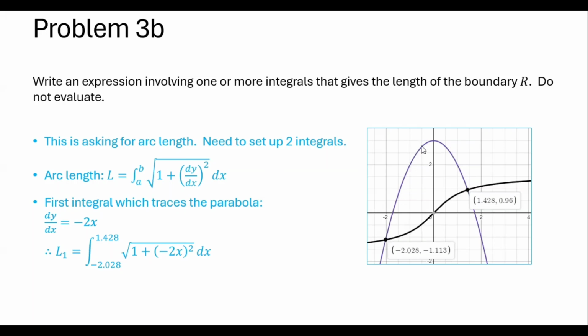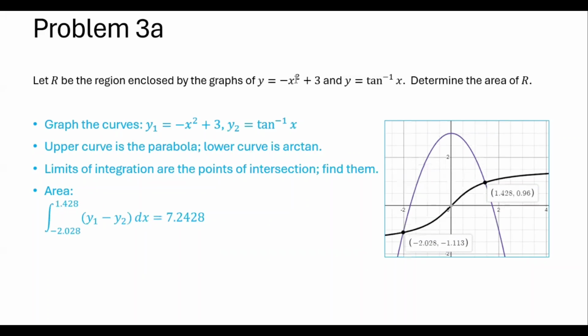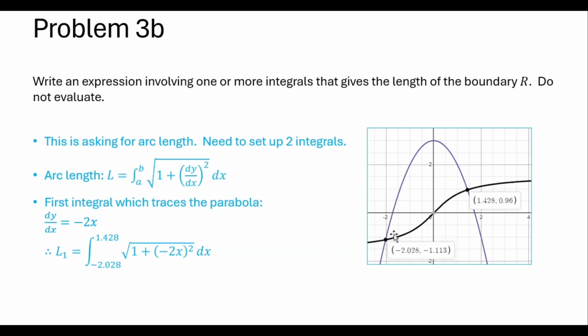So to get the length of this parabola, since this is asking us to set up the integrals, not evaluate, we got to find the derivative by hand, which is simple enough, because it is what? Minus x squared plus 3. That's our parabola, so the derivative is just minus 2x, okay? So the length of the parabola, that side, is the integral from the same limits as before, because we start here and stop there, okay? Square root of 1 plus parentheses minus 2x squared dx, okay? That's how we set up the first one.